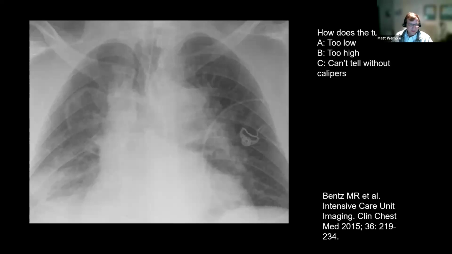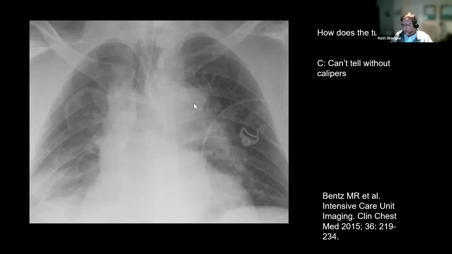Looks like 29% said too low, 57% said too high, and 14% said can't tell without calipers. Well, I like to use calipers. I think the instinct is to say it shouldn't be this high because it looks a little high to me, being by the clavicles. But the problem is that the clavicles can be differently positioned depending on where you shoot the film from. If the patient's leaning back, the clavicles might look lower in the chest, whereas if you shoot it from more of an above angle, the clavicles will look very high in the chest. So the clavicles will move depending on where that is shot.